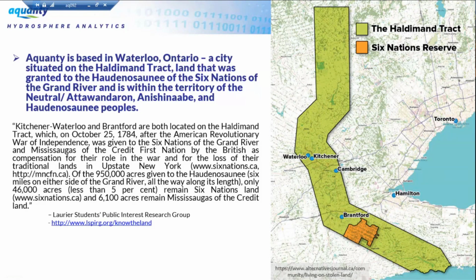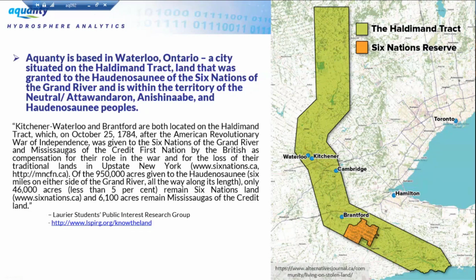So Aquanty is a software research and development company. We're based in Waterloo, Ontario, which is situated in the Haldimand Tract, which is a piece of land that spans 6 miles on either side of the Grand River from its headwaters down to its outlet into Lake Erie. This land was granted to the Haudenosaunee peoples, or the Six Nations of the Grand River, as compensation or as recognition by the British for the part that they played in the American War for Independence. So this is the traditional territory of the Neutral or Attawandaron, Anishinaabe, and Haudenosaunee people.